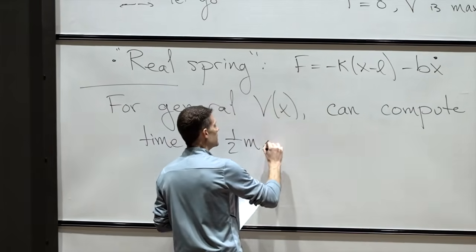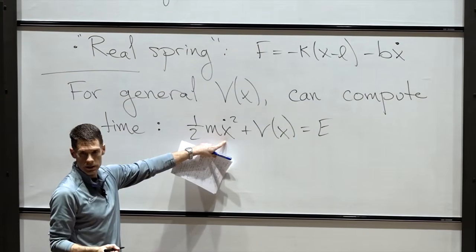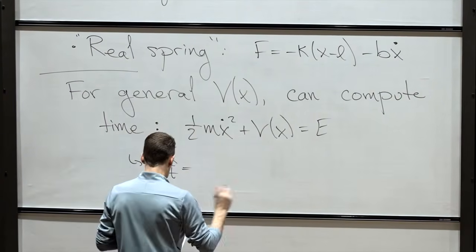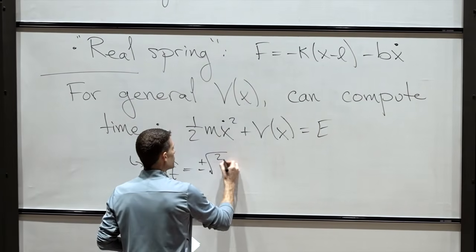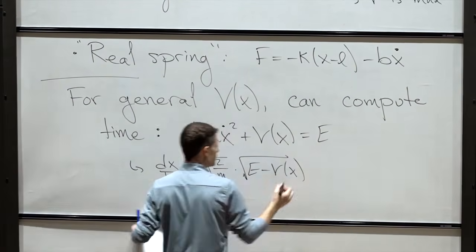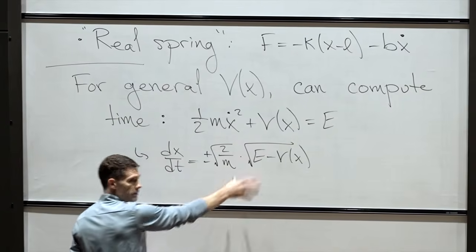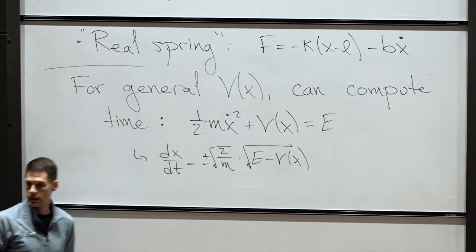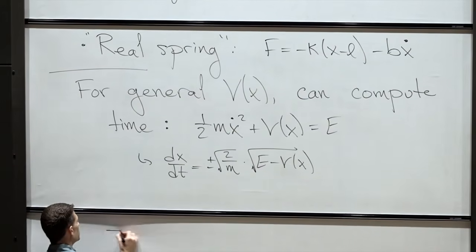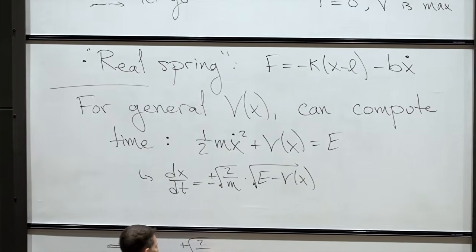So 1/2 mx dot squared plus v of x is e. If I write that as dx dt squared and I solve for dx dt, I get dx dt is plus or minus root 2 over m times a square root of e, which is constant, minus v of x. Okay, that's a little bit ugly, but on the other hand, this only depends on x, so if I divide this square root over here and put the dt over there, then I can integrate. I get a t on the right-hand side and whatever this ugly integral is on the left. So I have a formula, t is the integral, plus or minus root 2 over m.